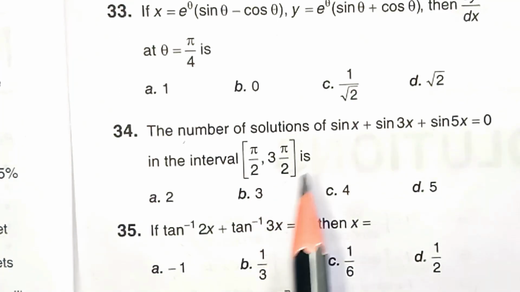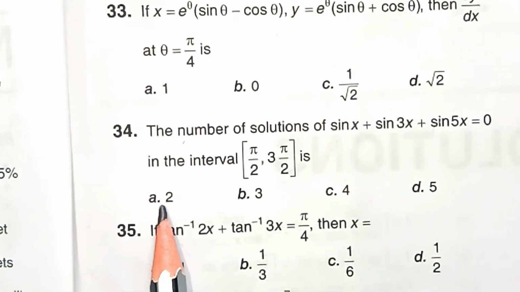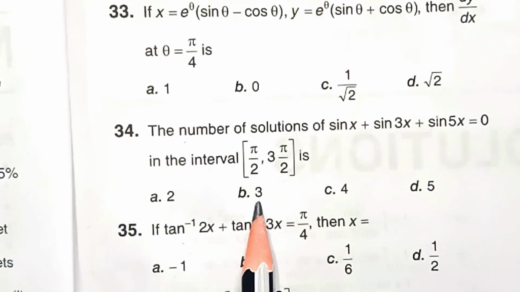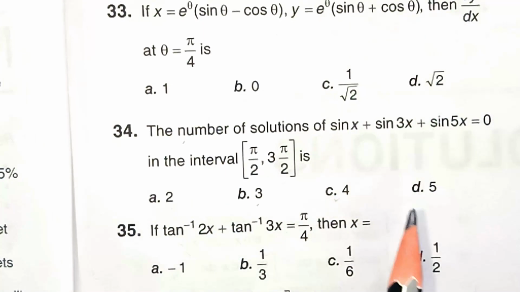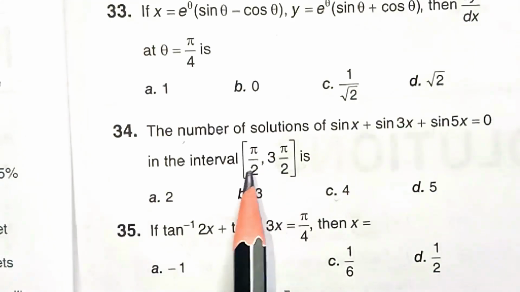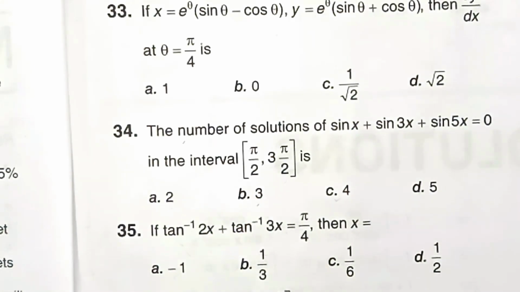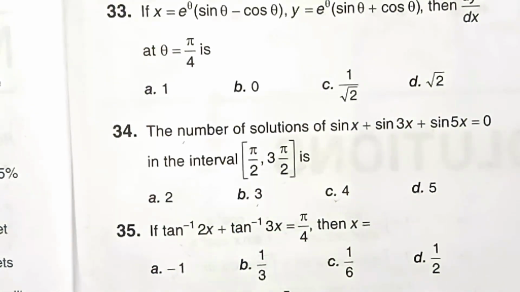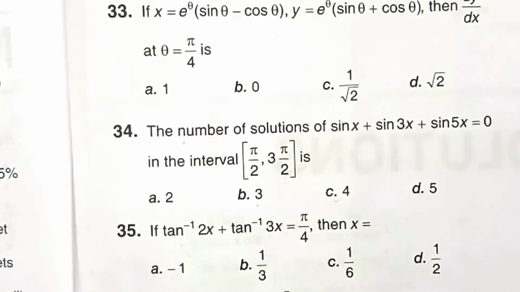Okay, and we have to find this number of solutions. The first option is A which is 2, B is 3, the third option C is 4, and the fourth option D is 5. So we have to find how many solutions lie inside that interval. So let's get started with today's solution. I will explain in detail the solution of our example.